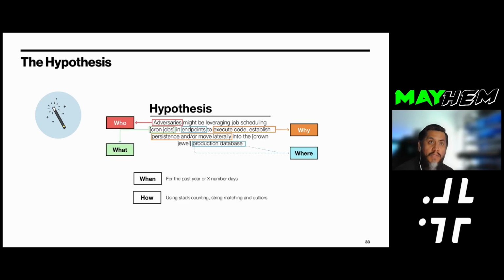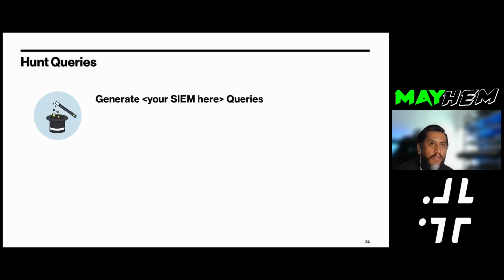When I build a hypothesis, one of the things I try to follow is the 6 W's: who, what, why, where, when, and how. How am I going to hunt for this data? Now, this is where it gets really complex for a lot of people. But in reality, threat hunting is basically leveraging just your SIEM for the most part.